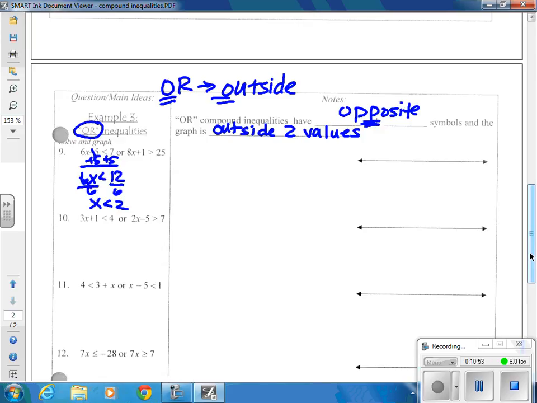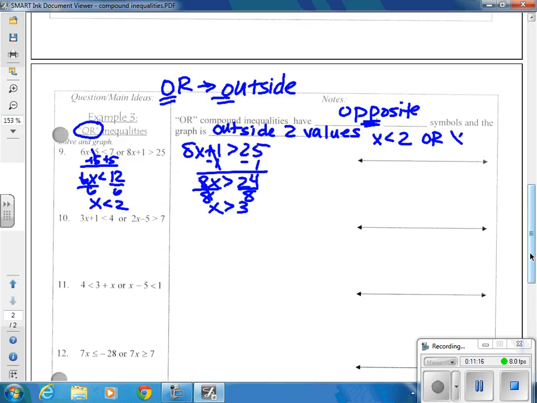That's the first side. Okay, then I'm going to take the second piece, which is the 8x plus 1 is greater than 25 part. I'm going to subtract 1 from both sides. I have 8x is greater than 24. I'm going to divide by 8, and x is greater than 3. Now I'm going to merge these two inequalities with the word OR. So my final answer will say x is less than 2 or x is greater than 3. You have to have the word OR.